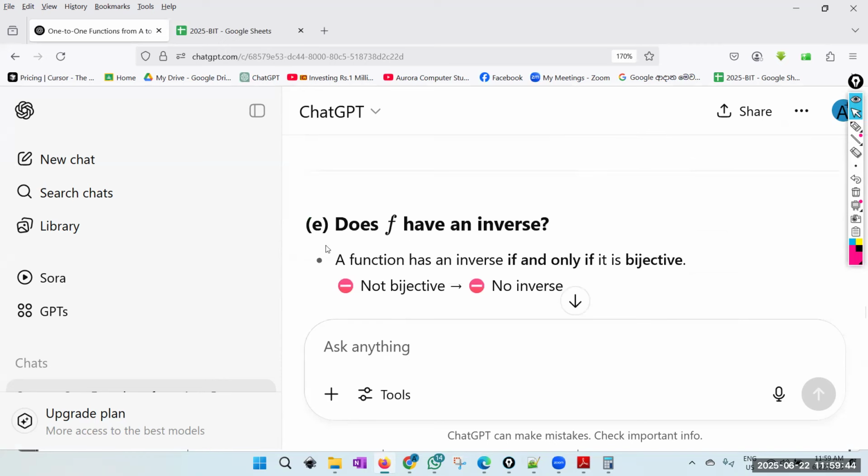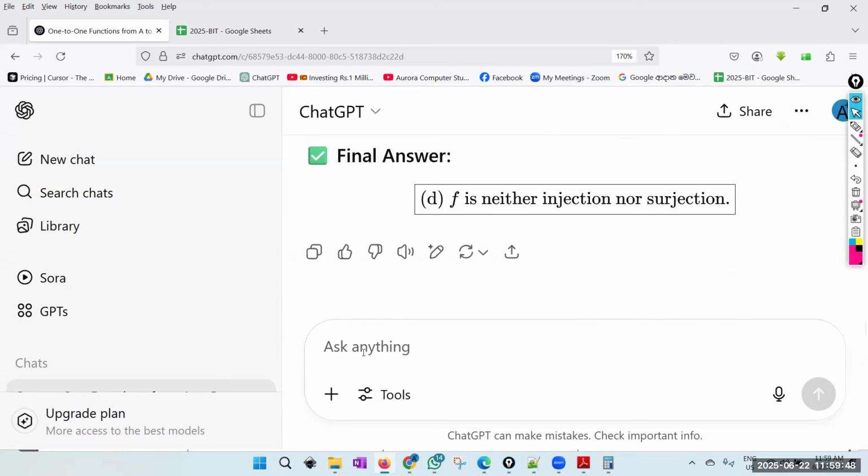Right? ChatGPT is also going with the examiner's thinking. So shall we challenge ChatGPT? Why does this function not have an inverse? Maybe ChatGPT also interprets it as having an inverse function. Okay. The function has a real inverse.